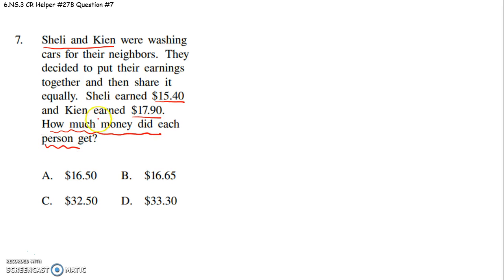Okay, how much did each person get? All right, so here's the dealio. There's only 2 people who need to share money, but they take their money that they earned and put their earnings together. To put their earnings together, let's do that first. That means Shelly takes what she earns and Ken takes what he earns, and those 2 amounts get added together.